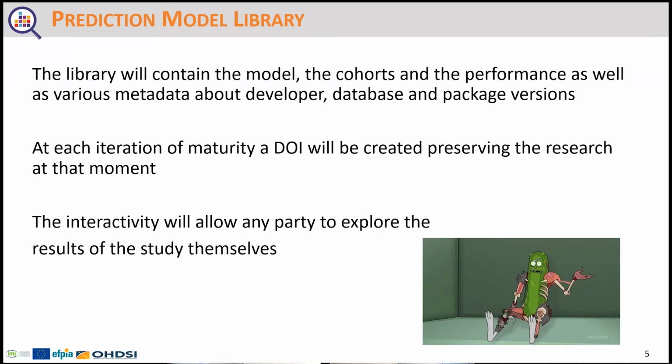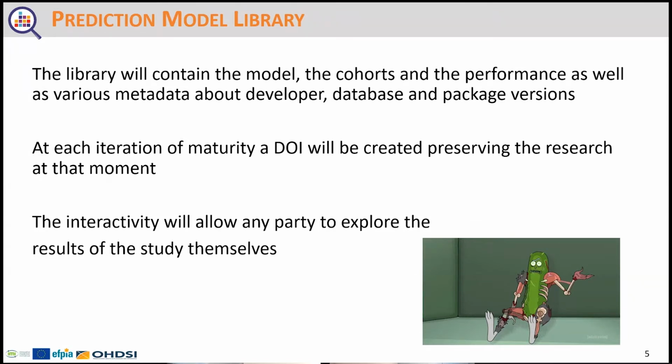So a little bit of information about the prediction model library. It will contain things like the model, the cohort, and performance, and then we'll add some metadata: who developed it, what databases, and what versions of different packages they used. This all goes towards creating and maintaining consistency.